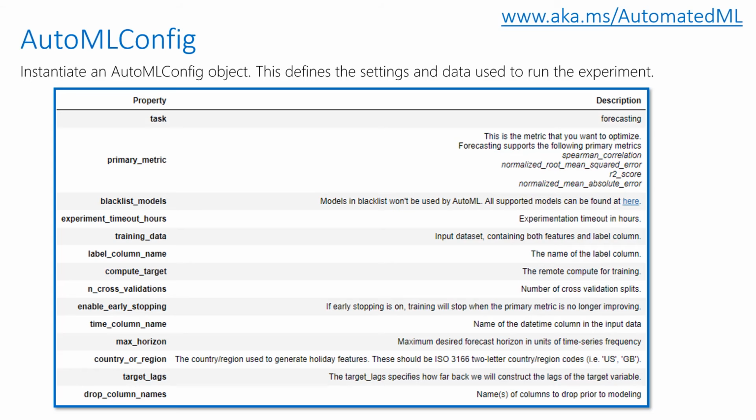Then you can select your time column name. This is a time series forecasting scenario, so you have to select your time column name, max horizon, country or region, target lags, and finally you can also drop column names. These are columns that you don't want to include in this specific AutoML run.